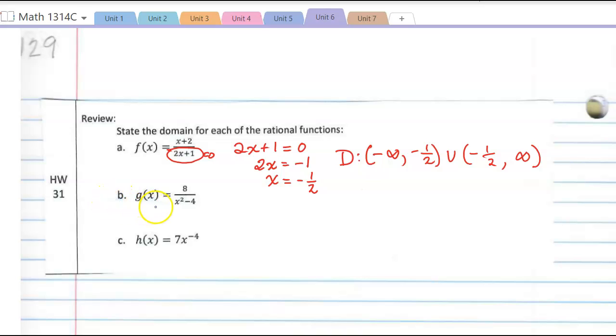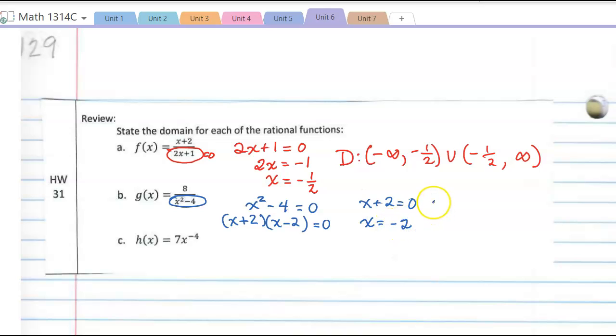For part B, we have g of x is equal to 8 over x squared minus 4. So we're going to let x squared minus 4 equal 0. This should remind us of our quadratic equations, so we're going to try factoring. We'll factor x squared minus 4 into x plus 2 and x minus 2. We'll set each of the factors equal to 0, so x plus 2 is equal to 0. We'll find x can equal negative 2. We'll set x minus 2 equal to 0, and we'll find x can equal positive 2.